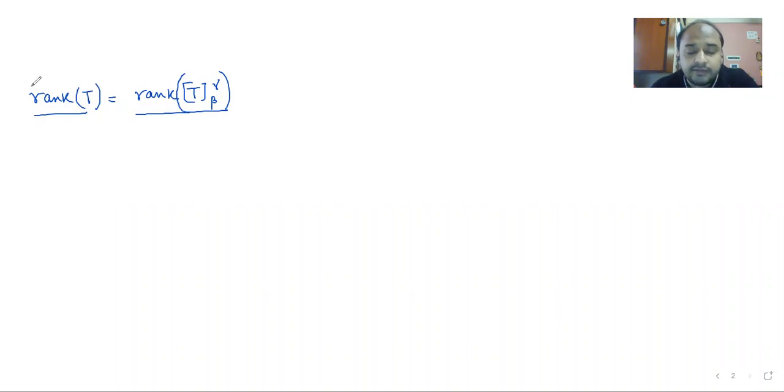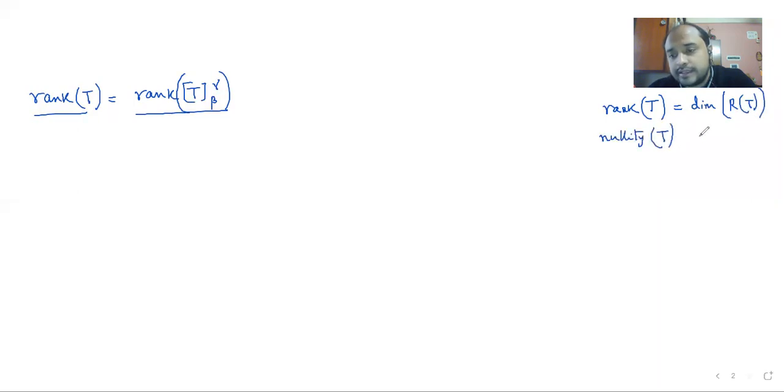But if you think very deeply, you can recall one thing, that during one of my sessions, I told you that rank of a linear transformation is actually the dimension of the range space of T. And also you can remember that there was one result which goes like this: nullity of T, that is the definition, is the dimension of the kernel of T.